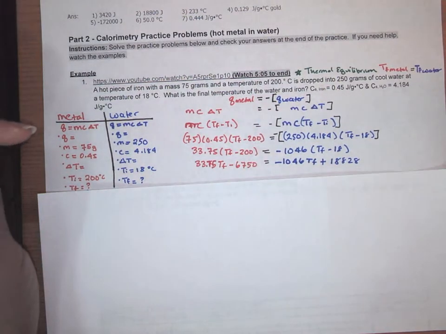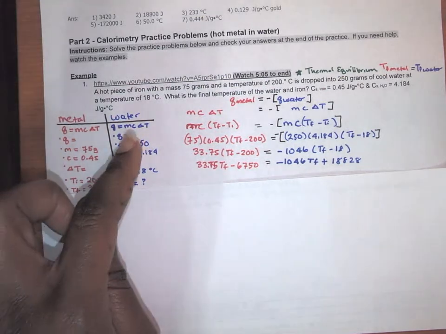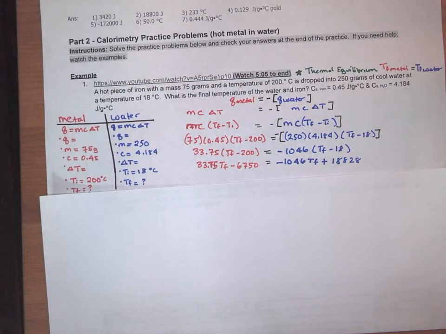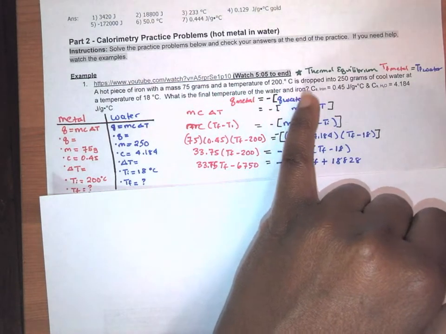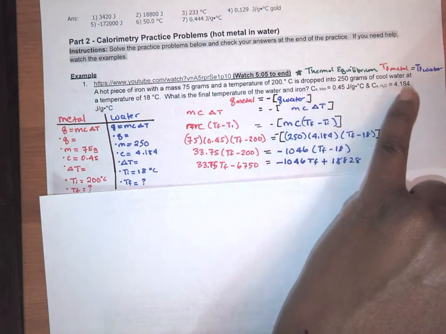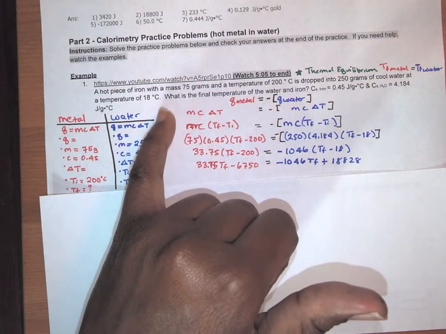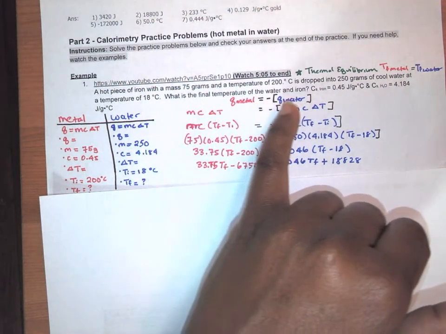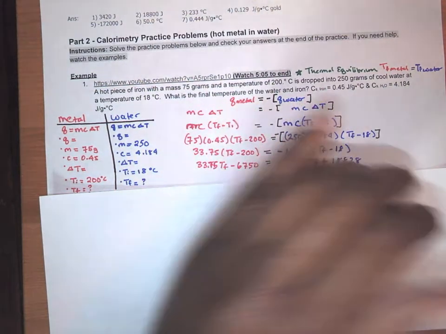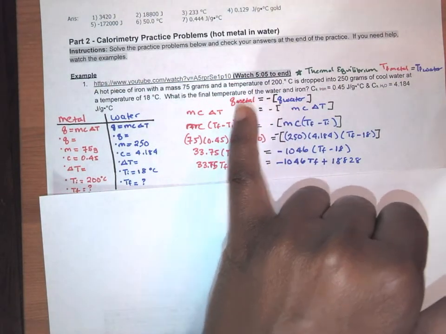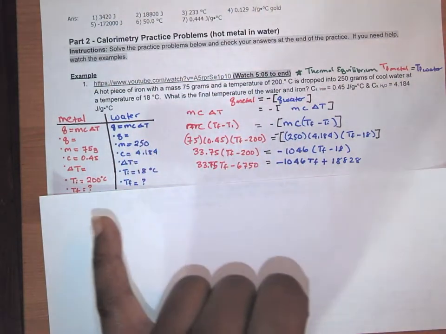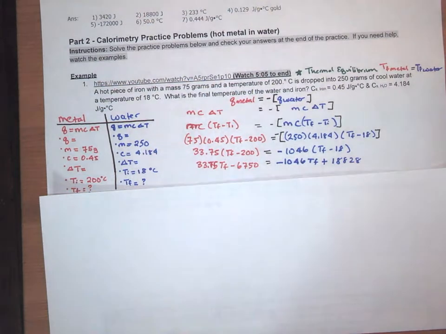So with that being said, in this problem, it says a hot piece of iron with a mass of 75 grams and a temperature of 200 degrees Celsius is dropped into 250 grams of cool water at a temperature of 18 degrees Celsius, and they want to know the final temperature of the water and the iron. They give us a specific heat, so we can use these two equations and the variables for each the metal and the water to solve for the final temperature.